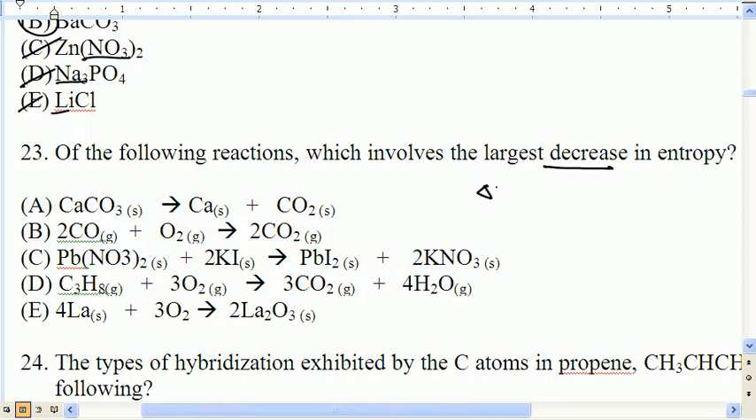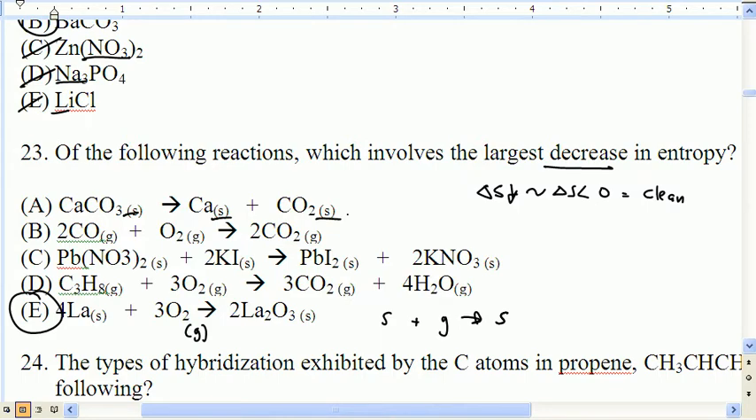Decrease in entropy. Okay, that means this is going down. Another way of saying it is this is less than 0. So we're looking for something that gets cleaner. I should have put a G on here, and the answer is E, because this one goes from a solid plus a gas to a solid. All the others either don't change in state or actually get messier. So the answer is E in this case.